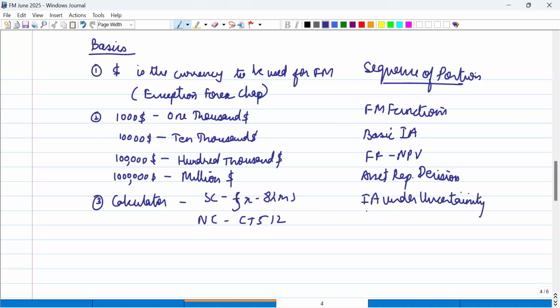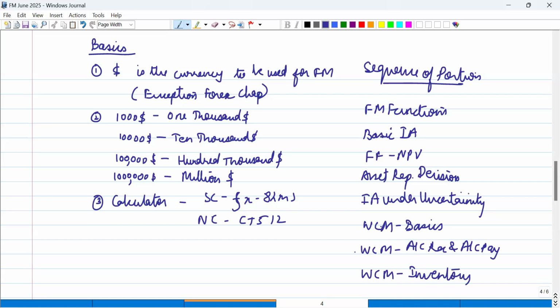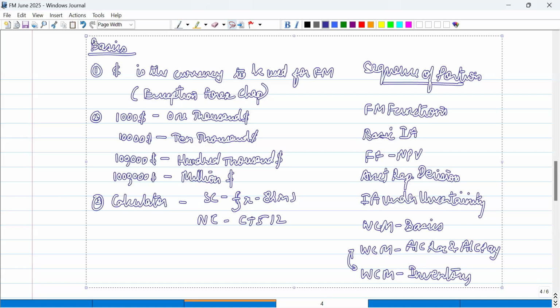Then from here, where will I go? So your investment appraisal is completely done. After that I will do working capital management basics. Then generally I go to working capital, account receivable and payable, right? Then I go to working capital inventory management. At times I interchange these chapters depending on my mood, actually. Depending on my mood, either I will do inventory or account receivable or some other thing, correct?